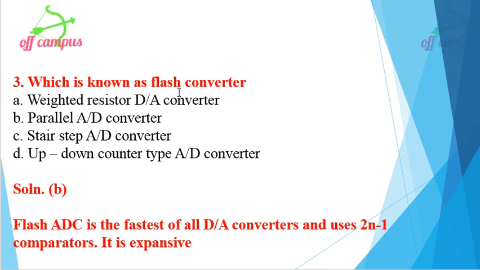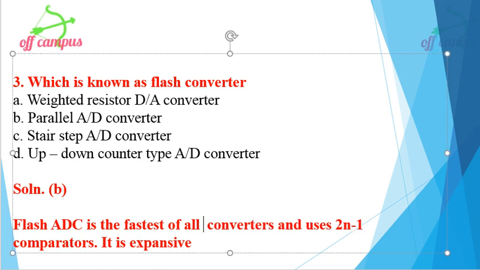Which is known as a flash converter? We know that parallel AD converter is another name of the flash converter. So option B is the right option. Flash AD is the fastest of all AD converters. Sorry, it is not DA, it is AD, analog to digital converter.